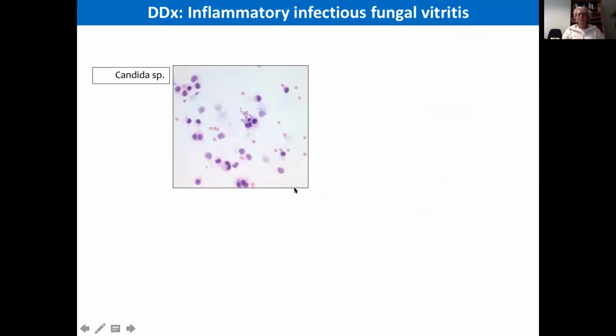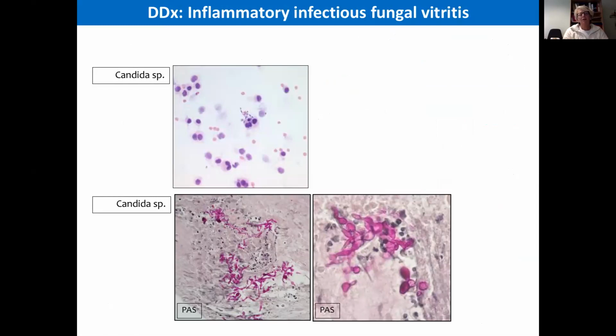So the major differential diagnosis, of course, for vitreoretinal lymphoma is an endophthalmitis, particularly a fungal endophthalmitis. Here is an example of Candida. This was in a vitrectomy sample. Here, this was taken from a chorioretinal biopsy. And these were in patients who were immunosuppressed as a result of organ transplantation and also, unfortunately, IV drug use.